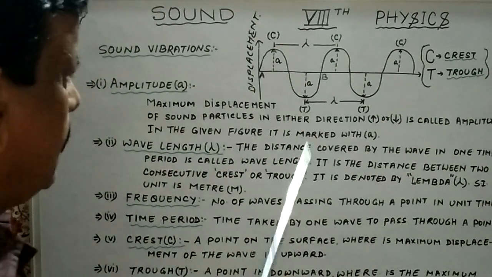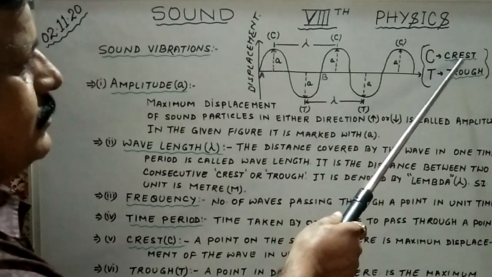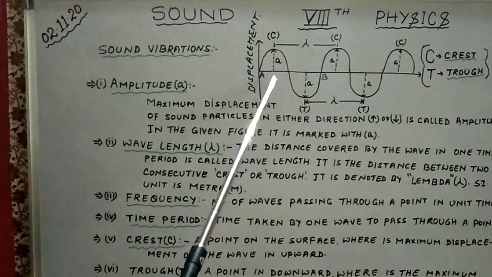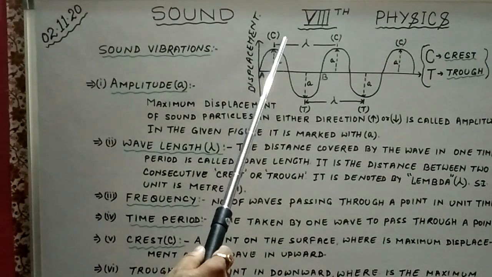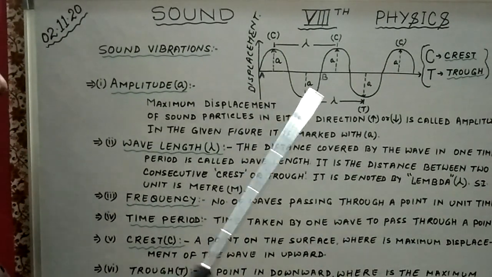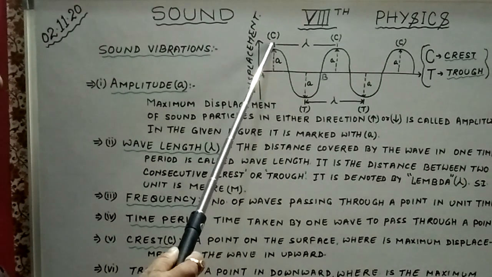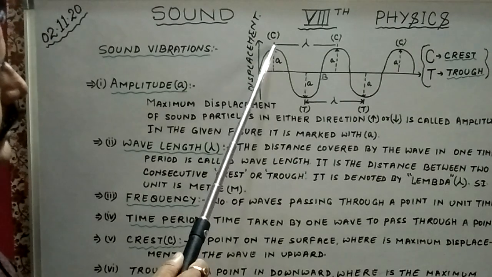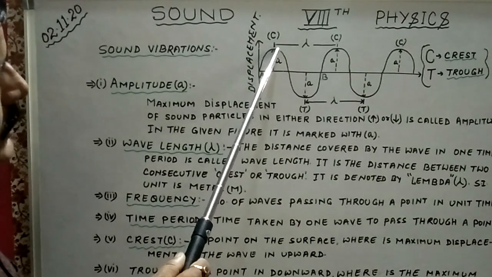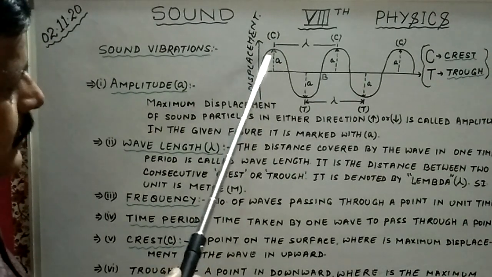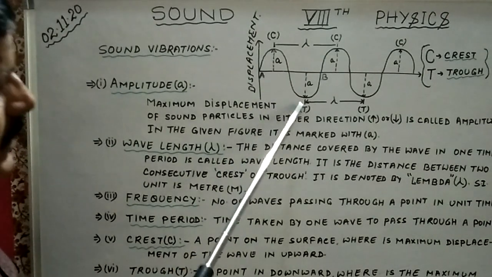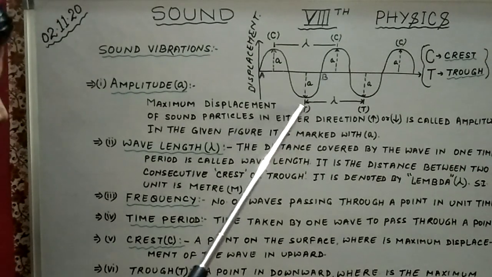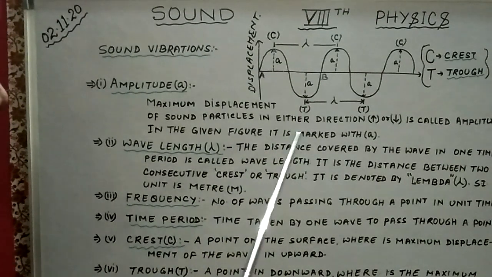Next is crest. You have seen there it is also crest. What is crest? Crest is a point on the surface where there is the maximum displacement in upward direction. So the maximum displacement in upward direction is at this point, and this point is called crest. And if the maximum displacement is in downward direction, then this point is called trough. So these are the crest and trough.